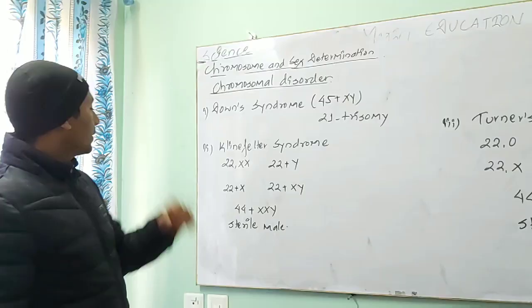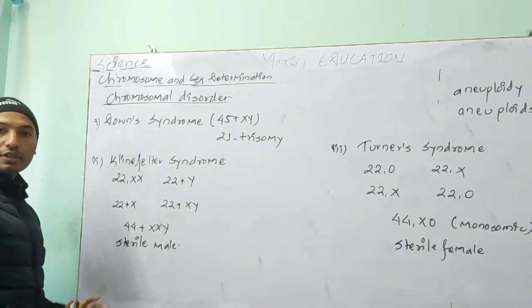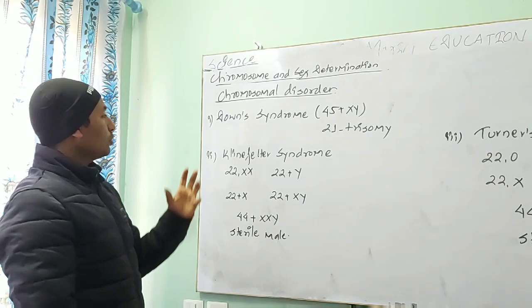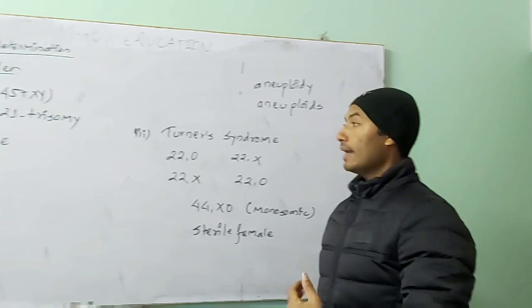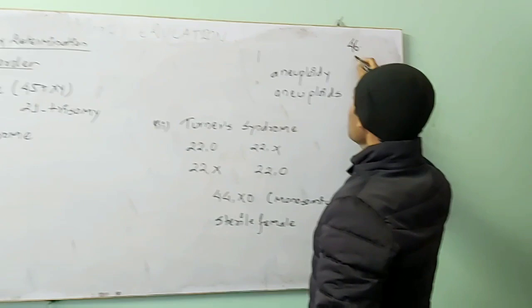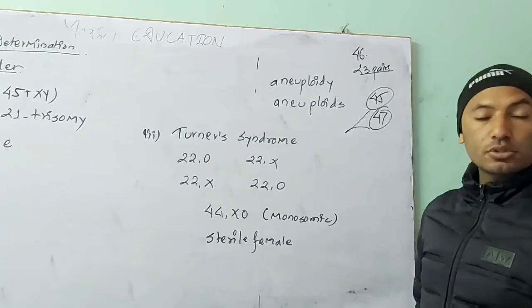Now let's talk about chromosomal disorder. Here I have written different types of chromosomal disorder, and it will be easier for you if you also learn it by writing like this. Chromosomal disorder is that disorder in which the chromosome number is either more or less than the required number of chromosomes in the body. Our body consists of how many chromosomes? 46 total, 23 pairs. It means if we have 45 or 47 chromosomes, we either have fewer or more chromosomes in the body. In such a condition, we have chromosomal disorder.